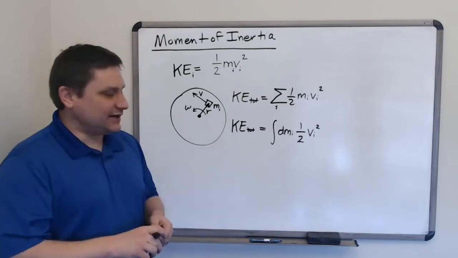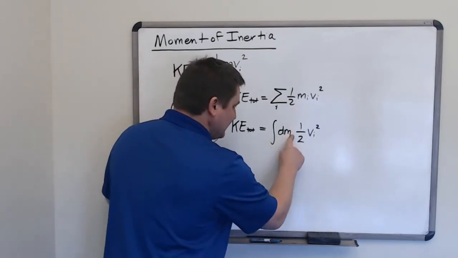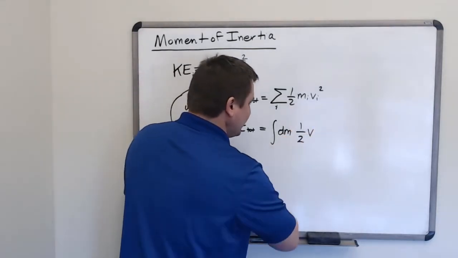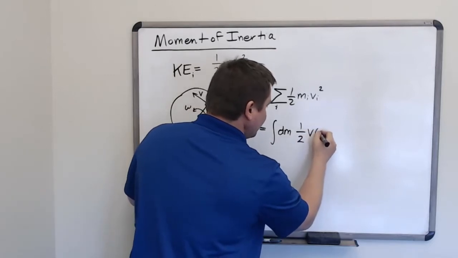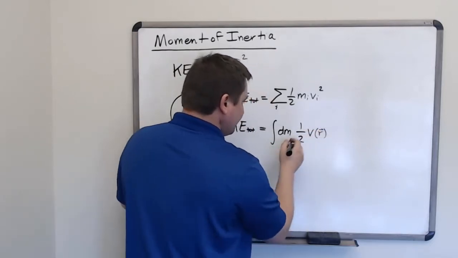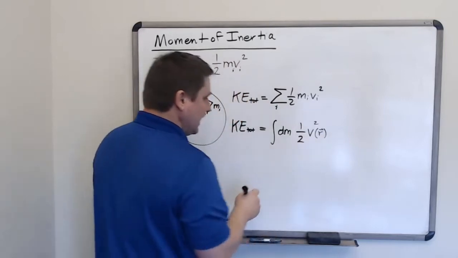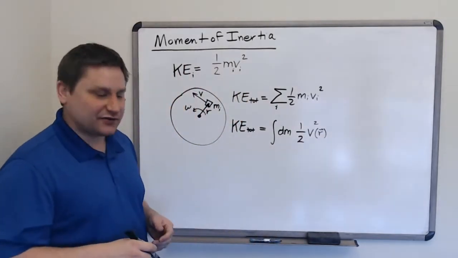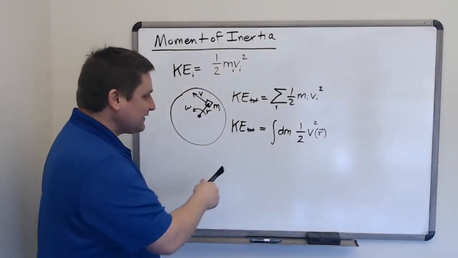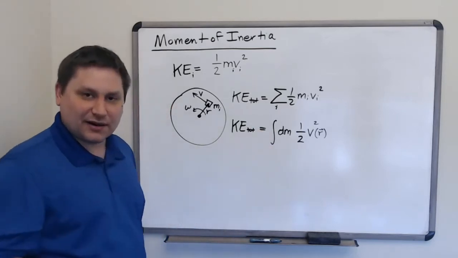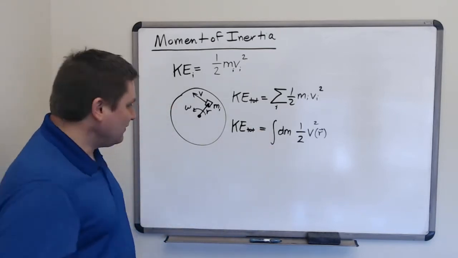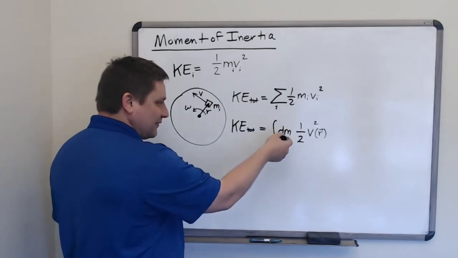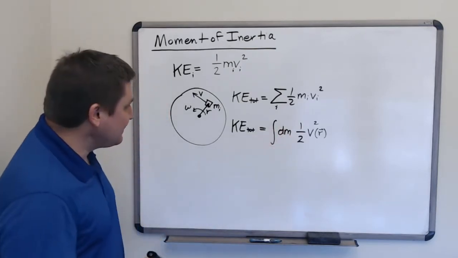Now these wouldn't have indices anymore. We would have v as a function of position, and dm would be a function of position as well. So this doesn't really help us to do this integral, though. It's still quite difficult. We have to have a way of expressing where all the mass is.